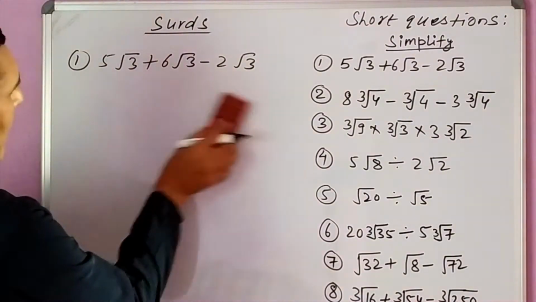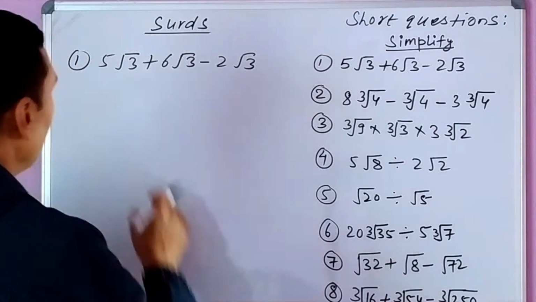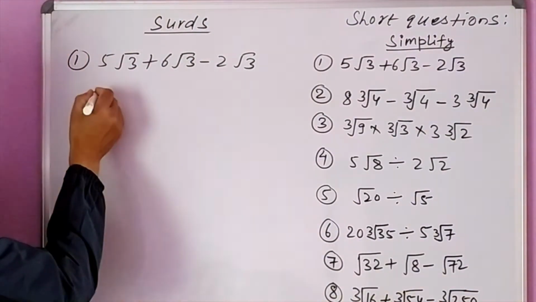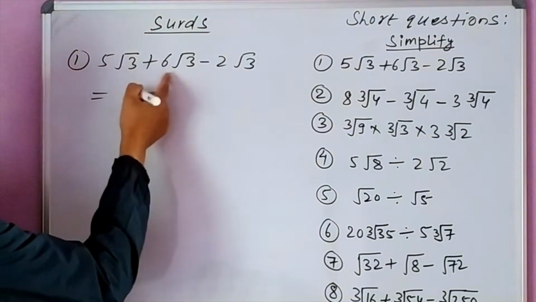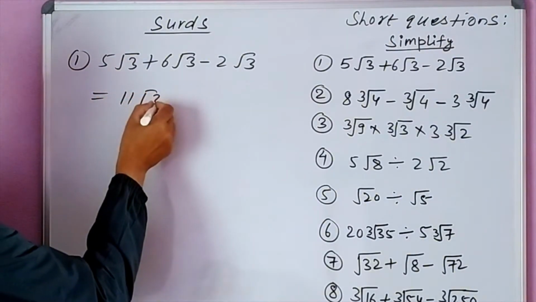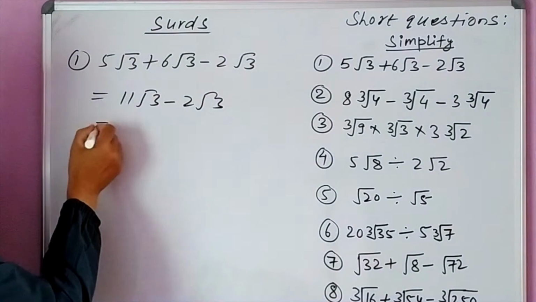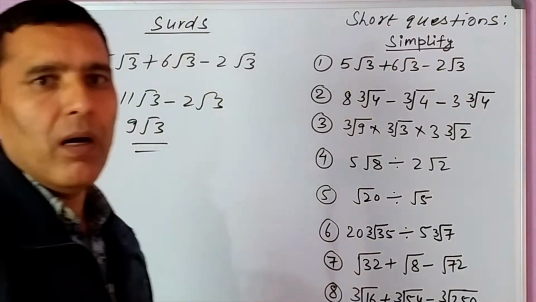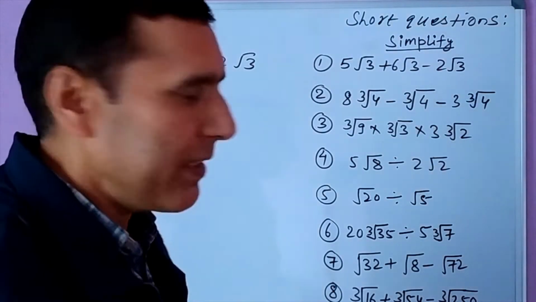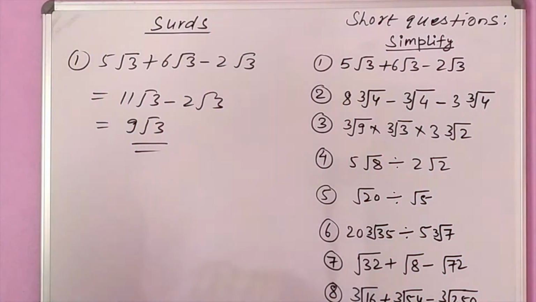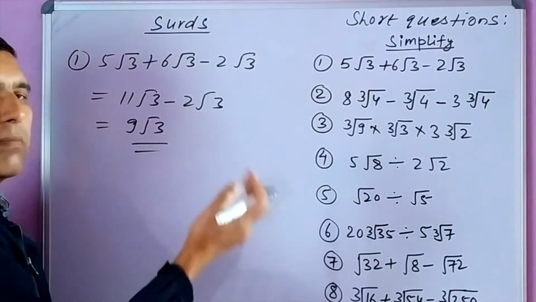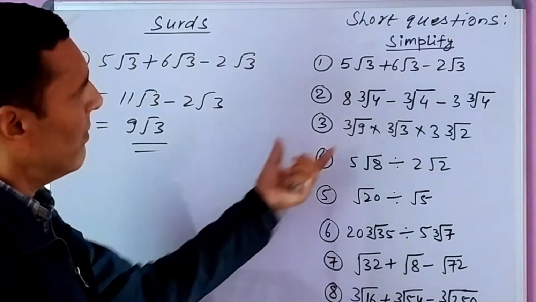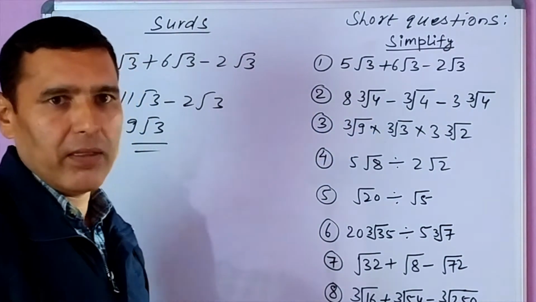In the same way, we can simplify the surds also because all the terms which are given here are the like surds. So it is 5 plus 6, 11 root 3 minus 2 root 3 is equal to 9 root 3. Finish. Very simple. It is just like the simplification of algebraic expressions, because in algebra also we can add or subtract the like terms only. Similarly in surds also we can add or subtract the like surds.